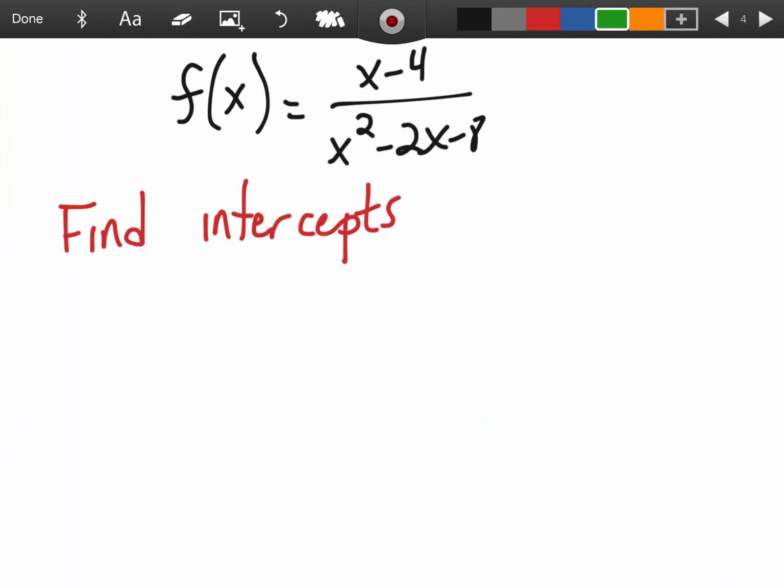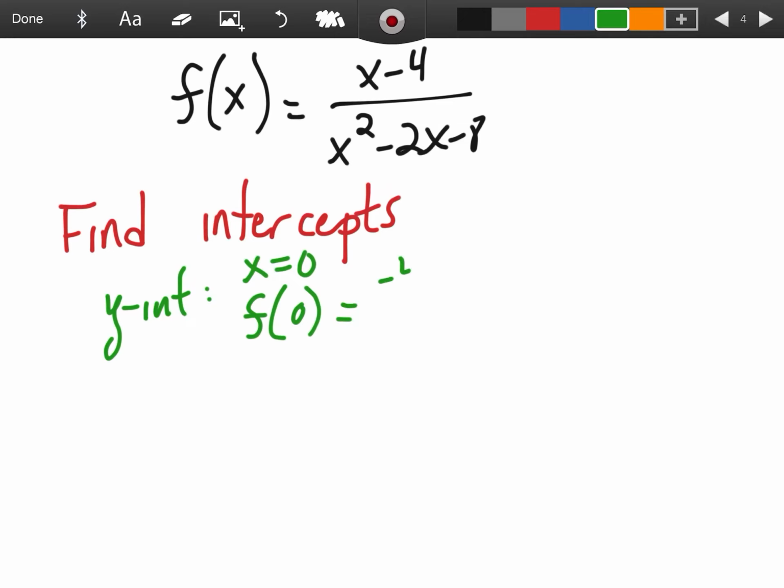All right, so working with the same problem, now our goal is to find the intercepts. Well, how do I find these intercepts? My y-intercept is just whenever my x value is equal to 0. So when my x value equals 0, I'm just going to plug in 0 for x.